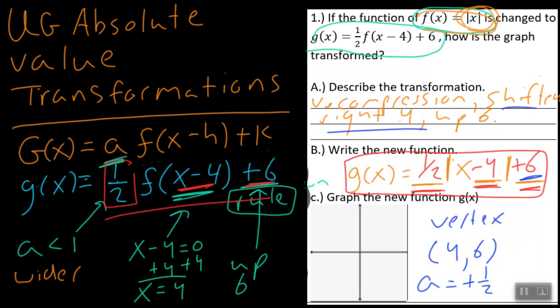We can graph this. Let's say, hey, you know what? Here is the value of 4. Here is the value of 6. And then basically 1/2 is a vertical compression. So what we'll do is we'll draw a flatter graph opening up. All right? And that's just a quick, easy way to sketch it. I know this can be a lot, so let's go and do one more example together.